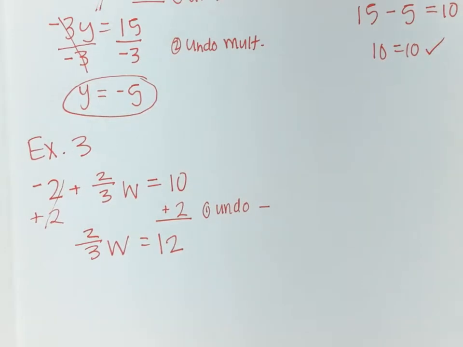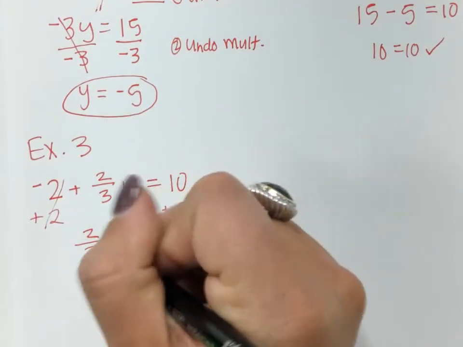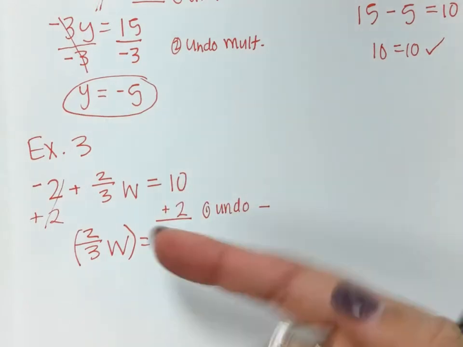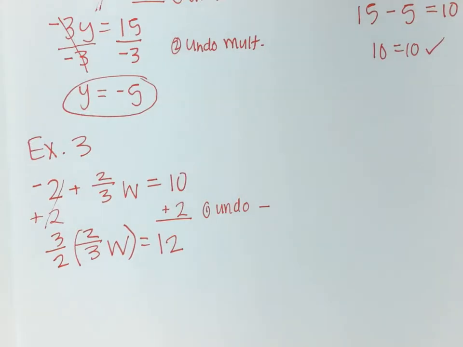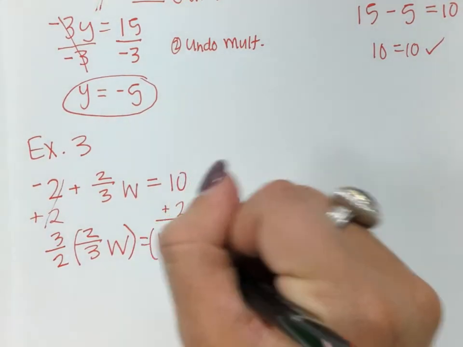So now I have 2/3 W equals 12. So how am I solving for W? Somebody other than Sierra, tell me how I'm solving for W. Alexa. You have to put 2/3. Okay. So multiply by its reciprocal, or that multiplicative inverse, right? So that means I'm multiplying both sides by the flip of 2/3, which Alexa said was 3/2. Remember, whatever I do to one side, I have to do to the other side.